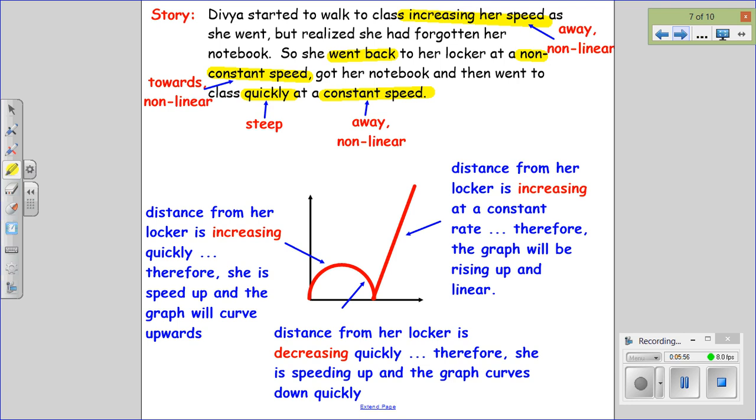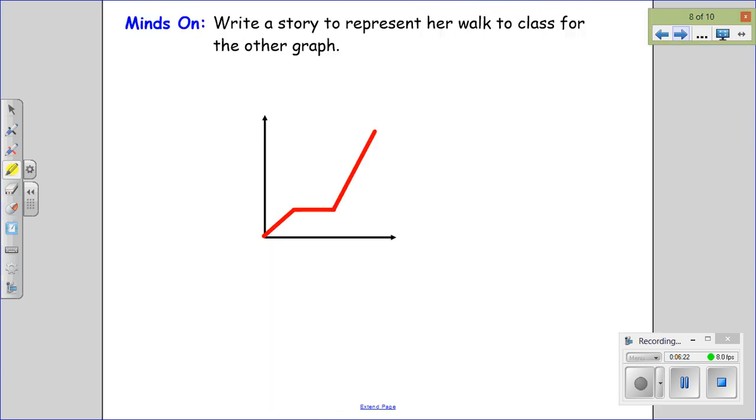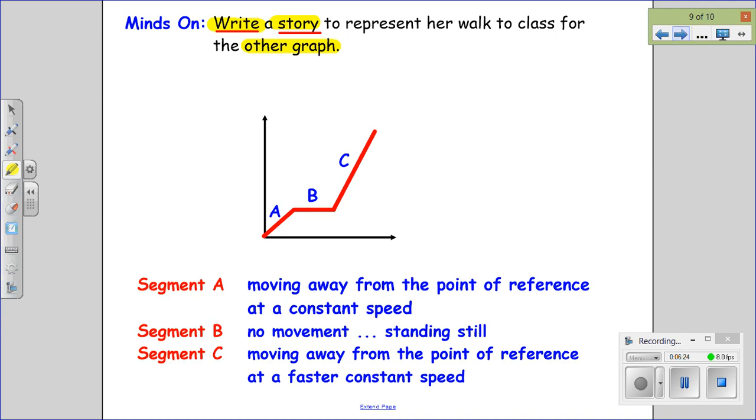So if you go back to the story, take a look at each segment. The first story, her distance from her locker is increasing quickly. So she's speeding up and the graph will curve upwards. The distance from her locker is increasing at a constant rate right here. And in this section here, her distance from her locker is decreasing quickly. So she's speeding up and the graph curves down quickly. And we've already got it.